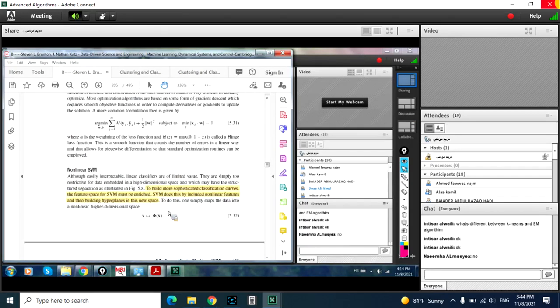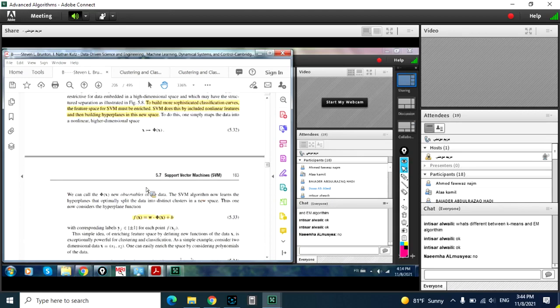Because in MATLAB, you can write SVM, and you must only define the parameters, the input of this SVM. But what is the input? What is the best input? We must know the concept of this, and because of this, we explain it.